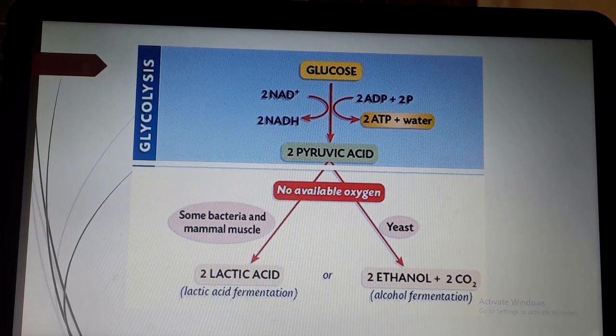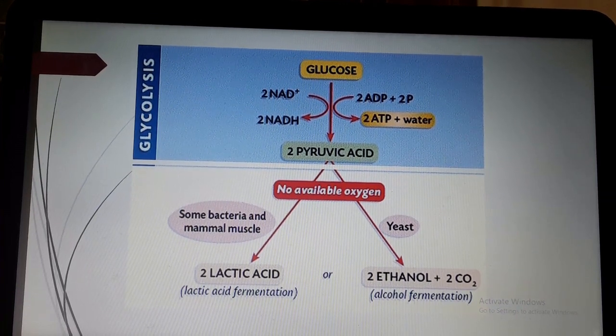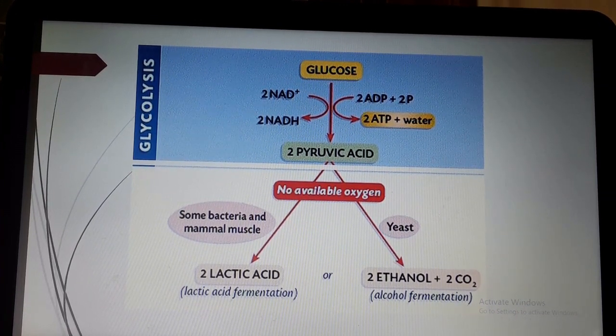Later, whenever the circumstances allow, lactic acid can be converted again to pyruvic acid to enter the Krebs cycle. Second, alcohol fermentation, where yeast cells break pyruvic acid into ethanol, C2H5OH, and CO2. Okay, so in this way anaerobic respiration is performed at the cytoplasm.